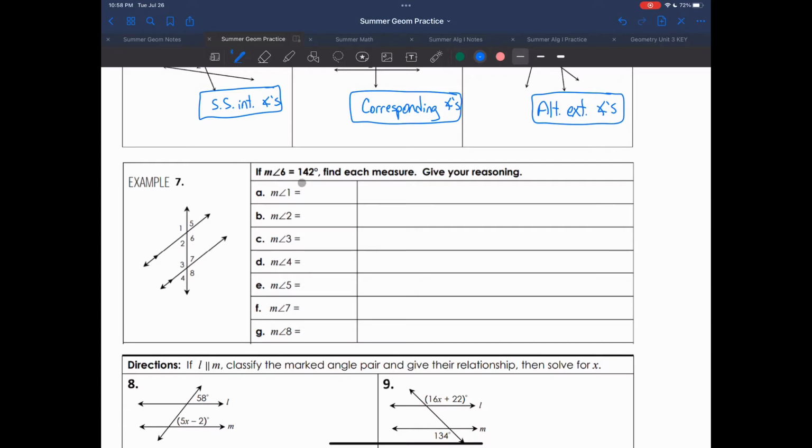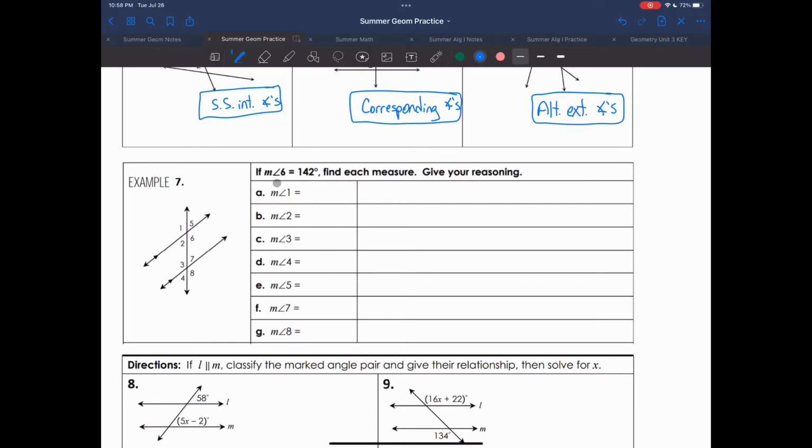They give you the measure of angle 6. They tell you it equals 142 degrees. And then based off just that, they want you to find each measure. And then it does say give your reasoning. So if you want to be extra thorough right here, you should do that. Your teacher will probably ask you to do quite a bit of things like that in geometry, justifying your answer.